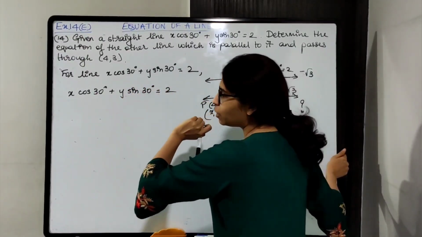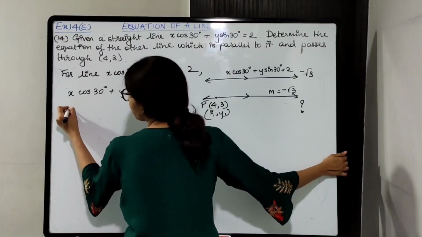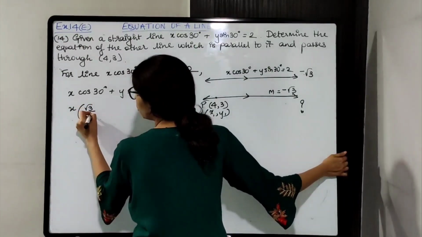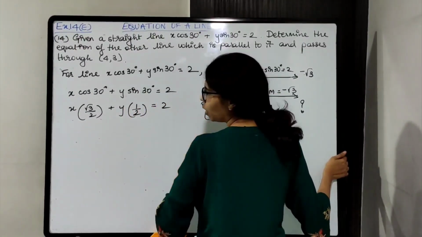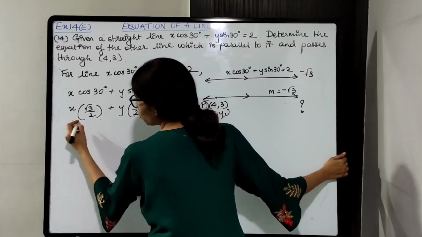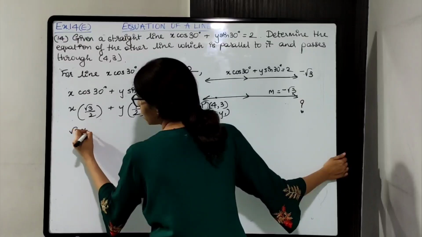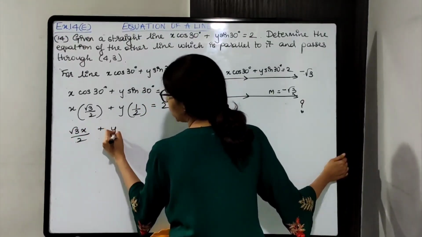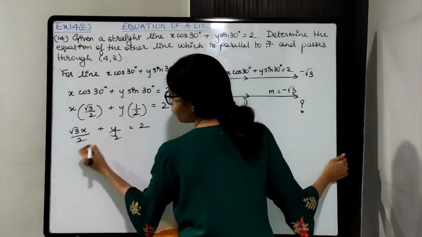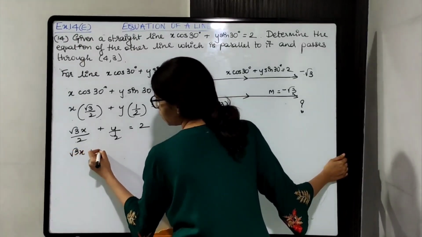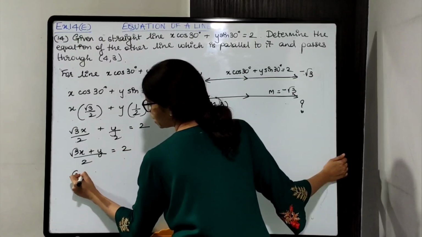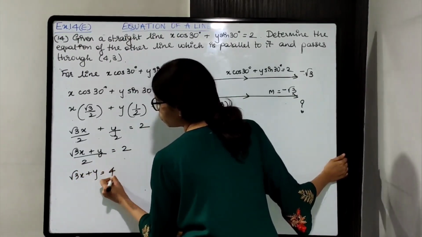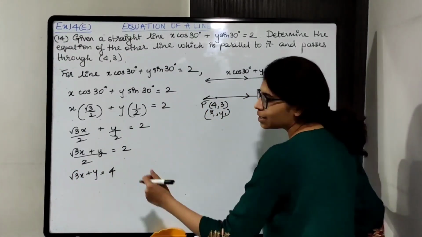Put the values of cos 30 and sin 30. So x into √3 upon 2 plus y into half equals 2. So this will be √3x upon 2 plus y upon 2 equals 2. √3x plus y, the whole upon 2, is equal to 2. So √3x plus y is equal to 2 2s are 4. Bring it in standard form.